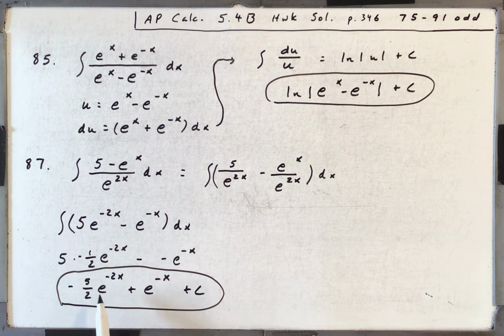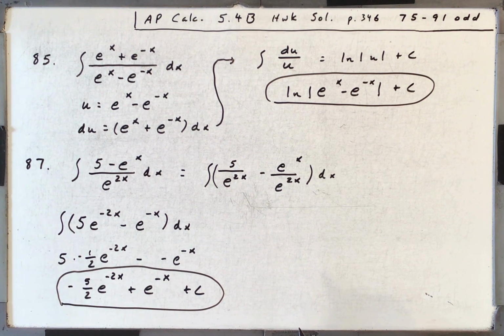Okay, so again, take the derivative of this. It's going to be e to the minus 2x times negative 2. All right, so negative 2 times negative 5/2 would be 5, and then you'd have e to the minus 2x, and then minus e to the minus x would be the derivative of e to the minus x, which is there. So there you go, that works.